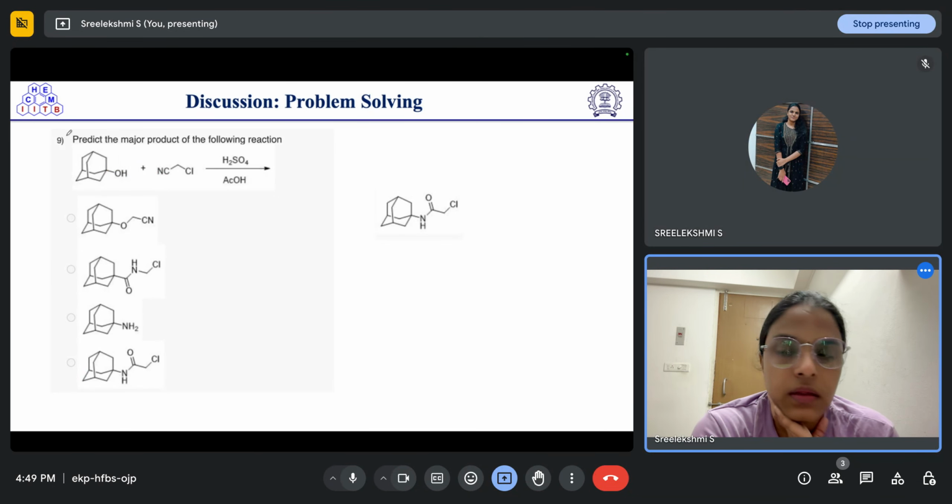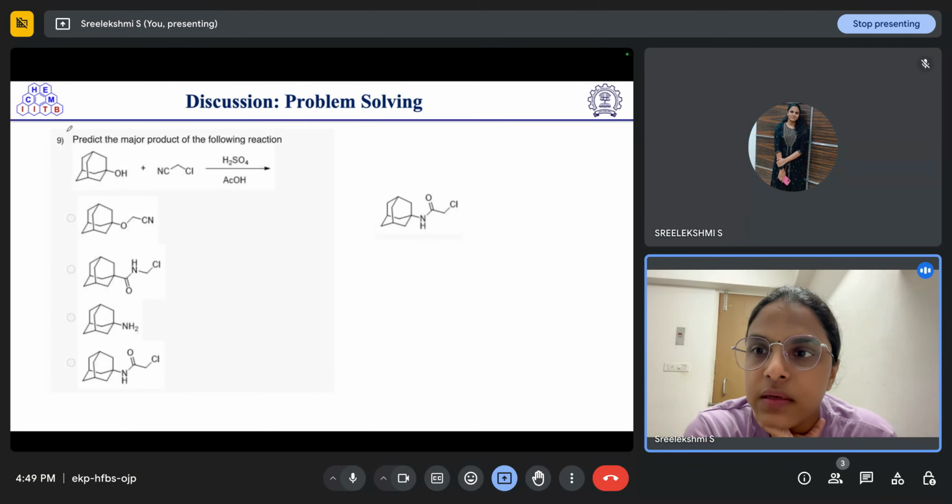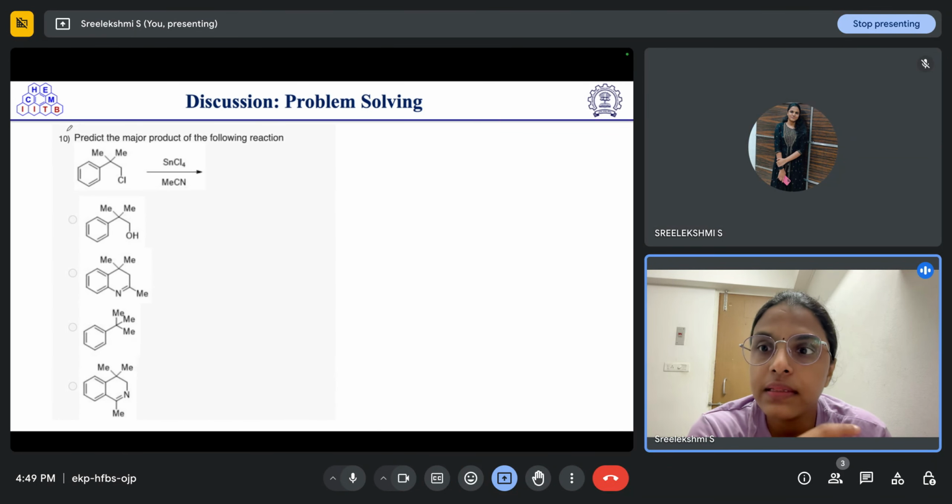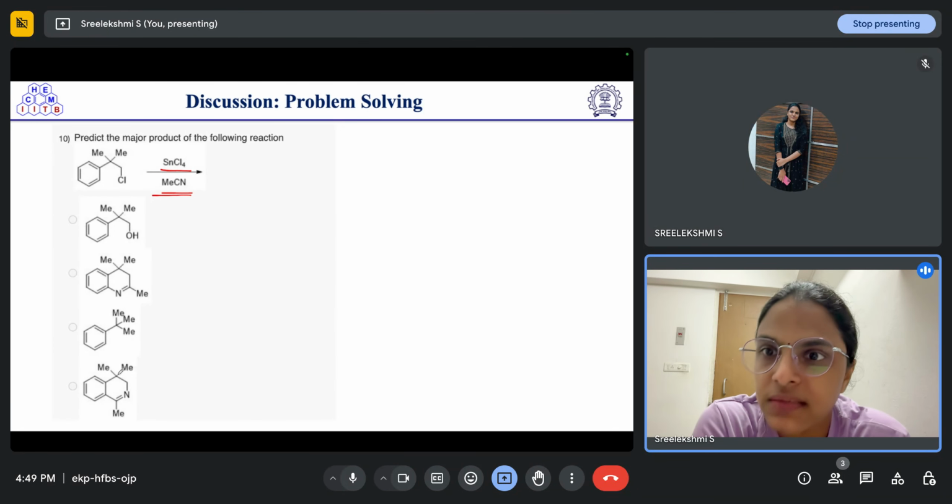Okay. Now moving to the last question involving these topics of the week 5 lectures. Predict the major product of the following reaction. So this compound in the presence of this tin chloride and acetonitrile, which will be the major product out of these four options given here?